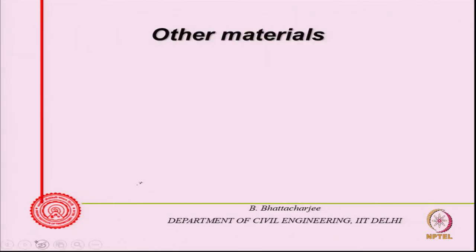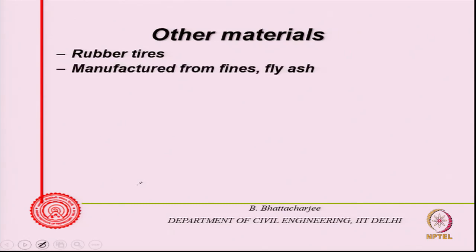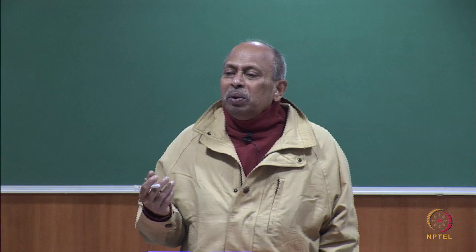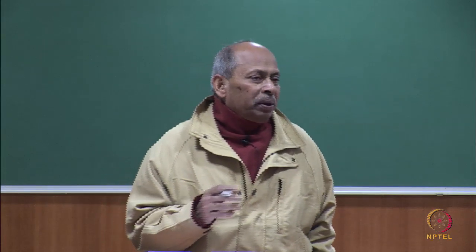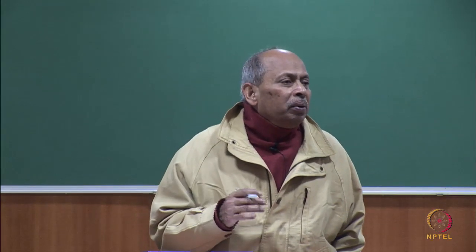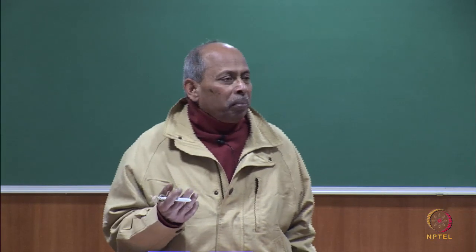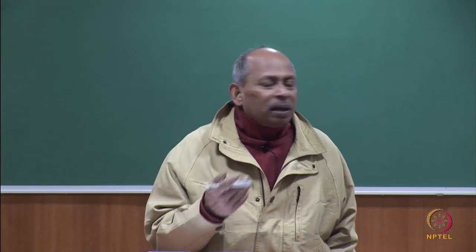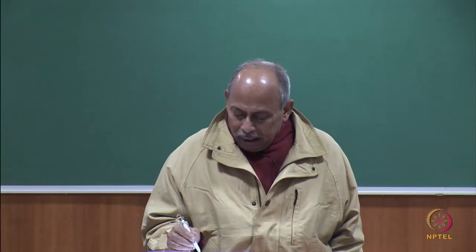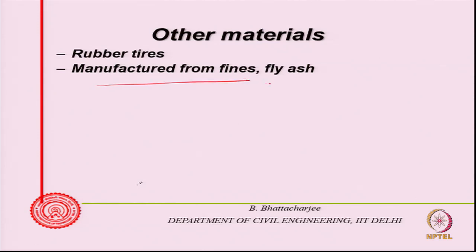Other materials which have been tried are rubber tires, you know, but I do not think they can come to structural use, they are for specific purposes. For example, insulation or damping: you might put rubber in the concrete to increase the damping properties, right. So, the structural properties may not be very good. Then fly ash, for example, you can sinter it and make aggregate out of it, but then you are using energy, manufacturing from fines like fly ash, as I said.